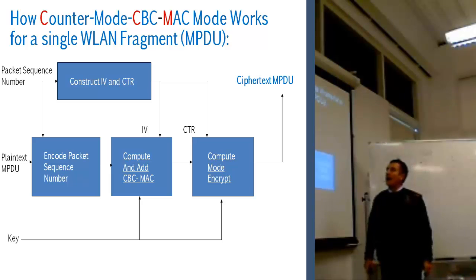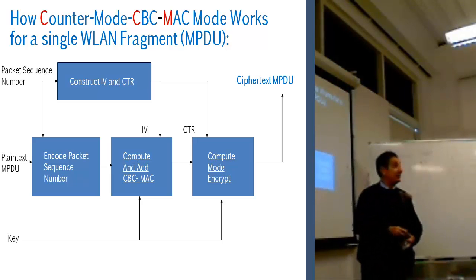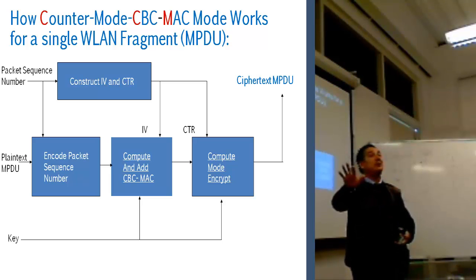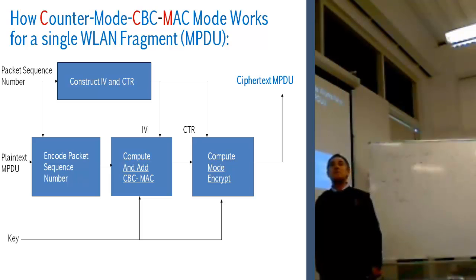We're going to encode the packet with a sequence number. So in other words, every packet is going to have a sequence number. Why do we need the sequence number? Any idea? We discussed that one before. Why are we using the sequence number?